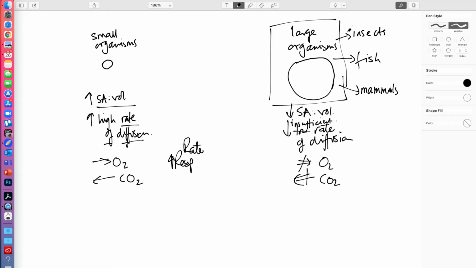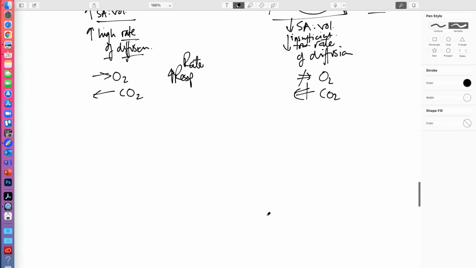Okay, so what we're going to look at is, well, in looking at these large organisms, how do they deal with this challenge? How do they get oxygen supplied at a high enough rate to all their cells? Because they've got slightly different ways to do it, but in principle it's the same. Okay, all right, let's move on.